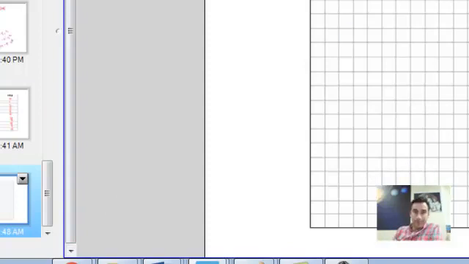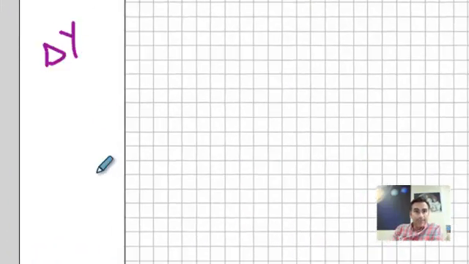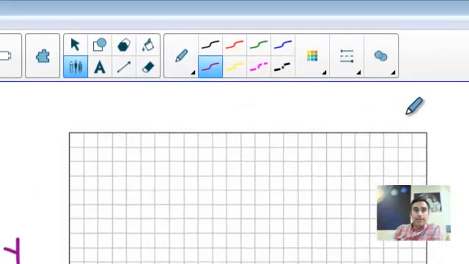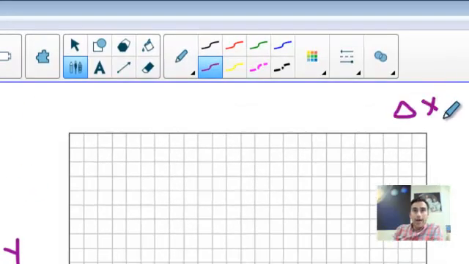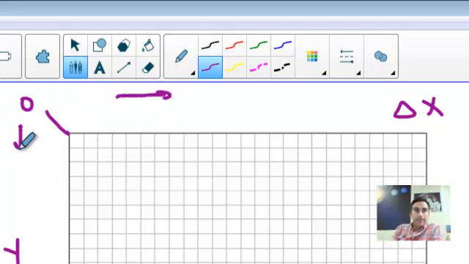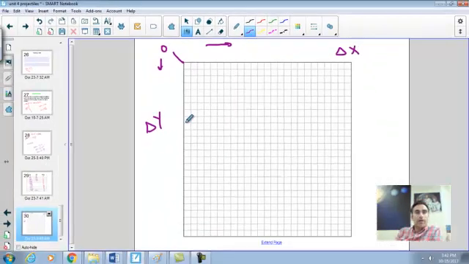Alright, so with this graphing, this is delta y over here. Delta x is going to be up here. Why is it on top rather than on bottom? Well, if this part right here is our origin, delta x is moving forward, delta y is moving down, right? Because everything's falling down.